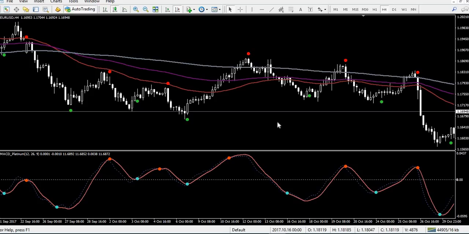So yeah, it's a good setup. It's not the holy grail, don't get me wrong. I'm showing you all the good setups. I'm trying to show you some bad ones where you get stopped out, etc.